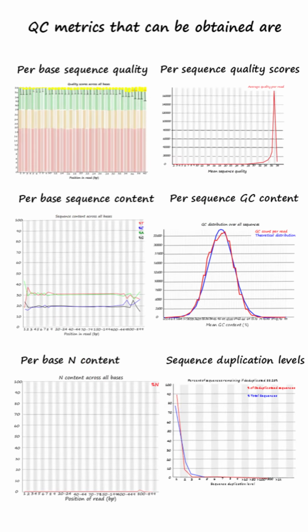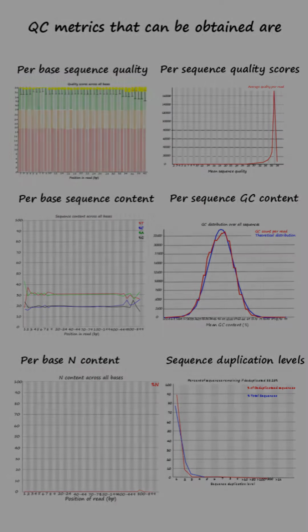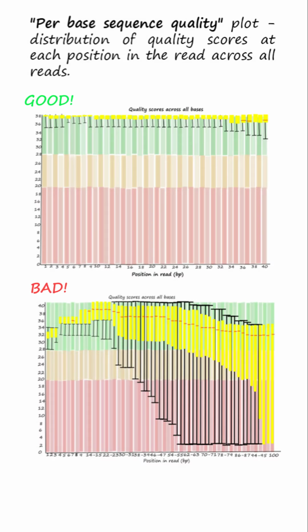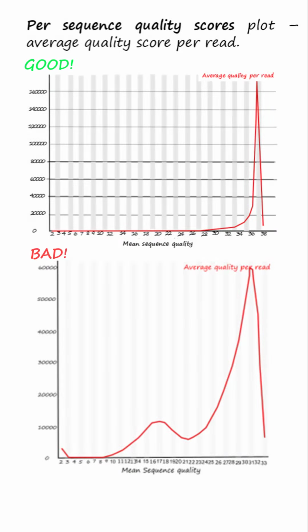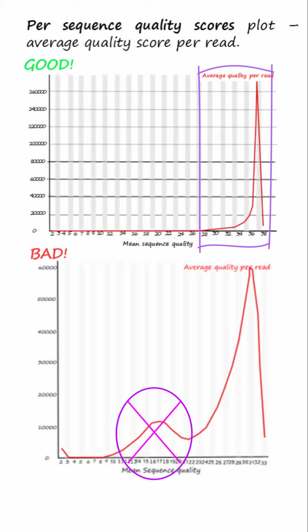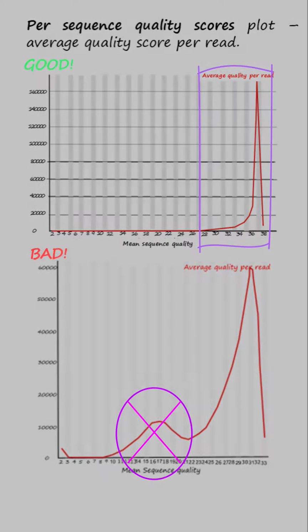Quality control metrics that can be obtained are, for example, the per base sequence quality plot showing the distribution of quality scores at each position in the read across all reads. For good quality sequencing output, most reads should have base call quality mainly in the green range. The per sequence quality scores plot of good quality sequences would in most reads have a high average quality score.